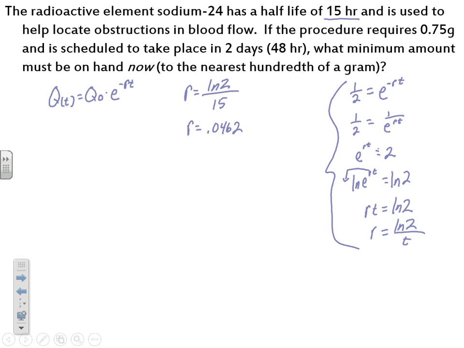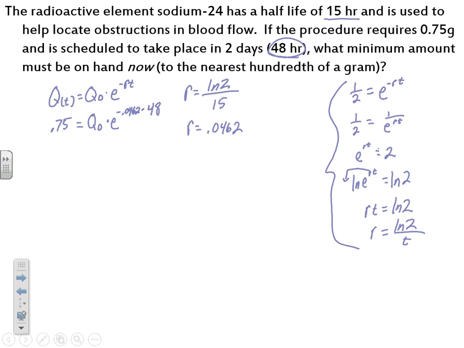So we want to know how much do I have to have now in order to have 0.75 grams of it later. So the 0.75, that is what we need. That's going to be the quantity over some time. And we're looking for Q sub 0 times e to the negative 0.0462 power times, in this case, the time, how much time is it going to take before we take the test? In this case, it's going to be 48.